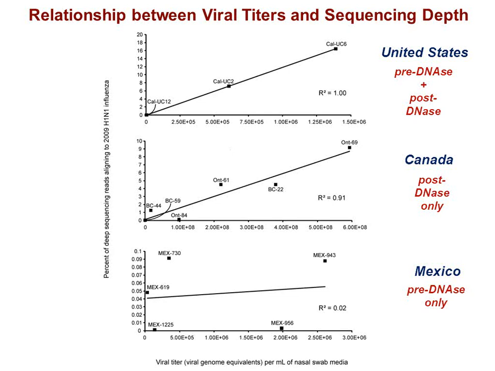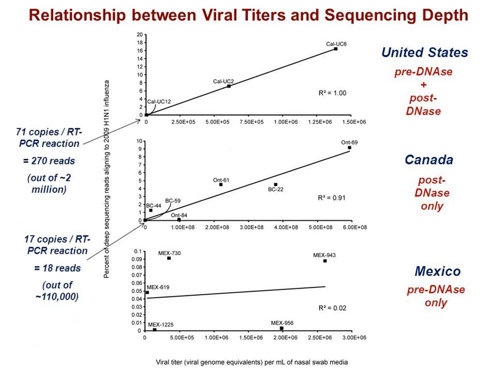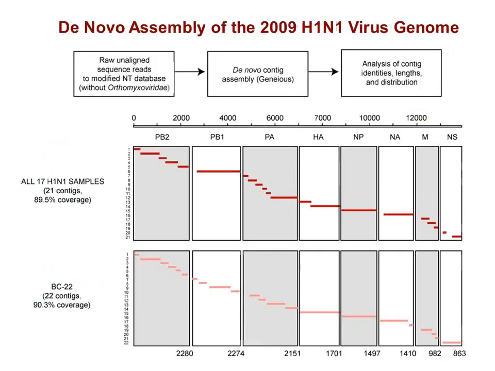We also show that the more you sequence, the greater the sensitivity for detecting virus. It turns out that the percent of deep sequencing reads that map to a virus is linearly proportional to the viral titer. So as you sequence more, you can detect things at lower and lower viral titers. In fact, we were able to detect as few as 17 copies of the virus, which turned out to be 18 reads out of 110,000, or 270 reads out of 2 million.